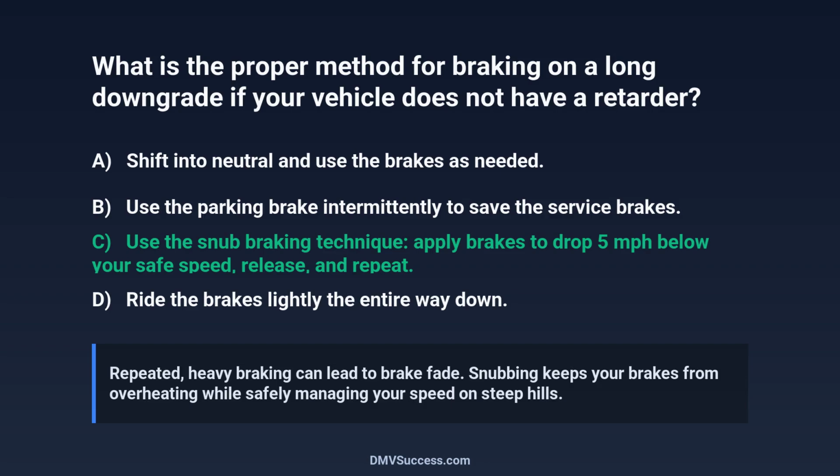The correct answer is C. Use the snub braking technique: apply brakes to drop 5 mph below your safe speed, release, and repeat. Repeated heavy braking can lead to brake fade. Snubbing keeps your brakes from overheating while safely managing your speed on steep hills.